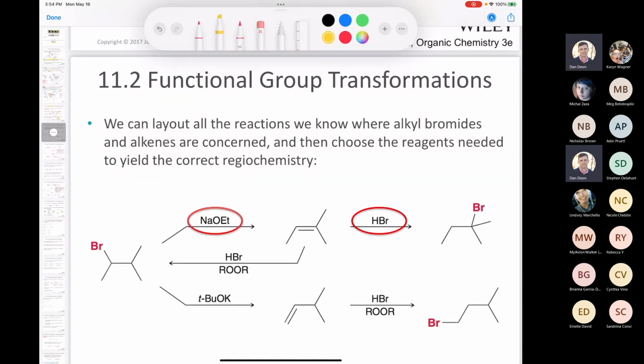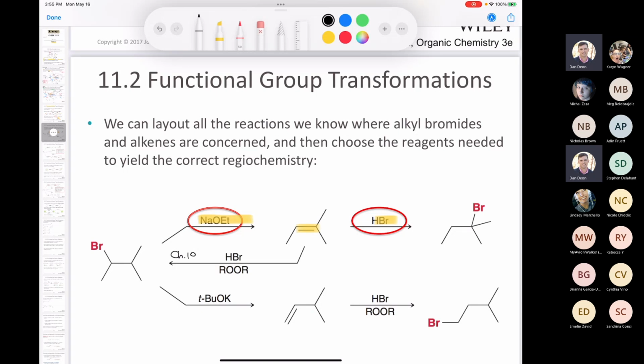You can see those two reactions here. Sodium methoxide makes our Zaitsev alkene, and Markovnikov addition with HBr gives you the tertiary alkyl halide. Also, if you wanted to do the anti-Markovnikov addition of HBr, we see those conditions here. Again, that is covered in a lot of detail in chapter 10, including the mechanism.